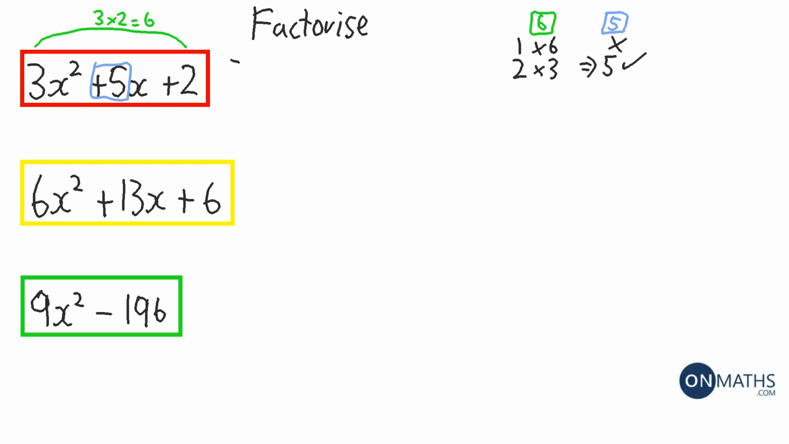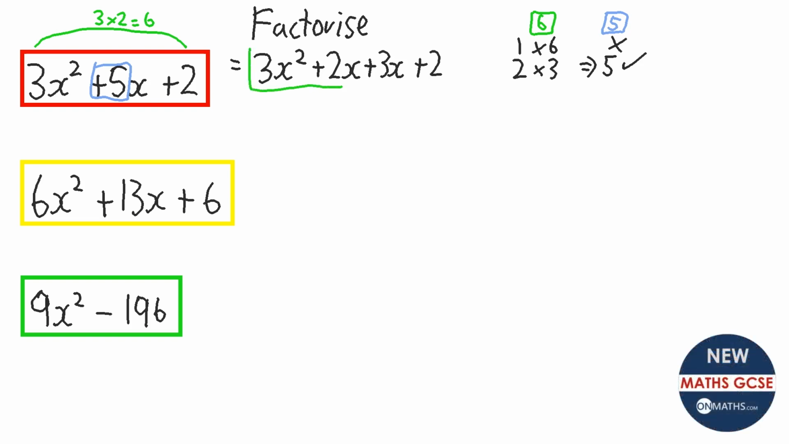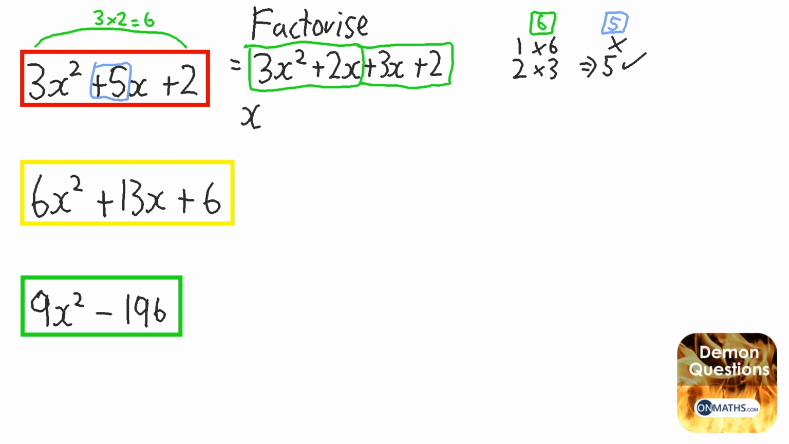And I just copy the question again. So 3x squared. And instead of plus 5x, I'm going to say plus 2x plus 3x. And then plus 2. Okay, then I'm going to split that up into 2. And I'm going to factorise the first box, so it looks like it's just x that comes out of both of those, and it's going to be 3x plus 2.